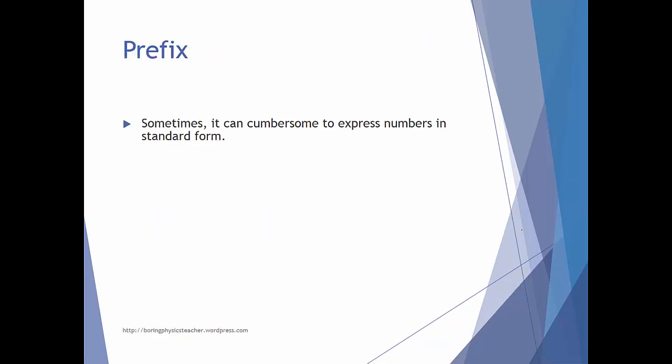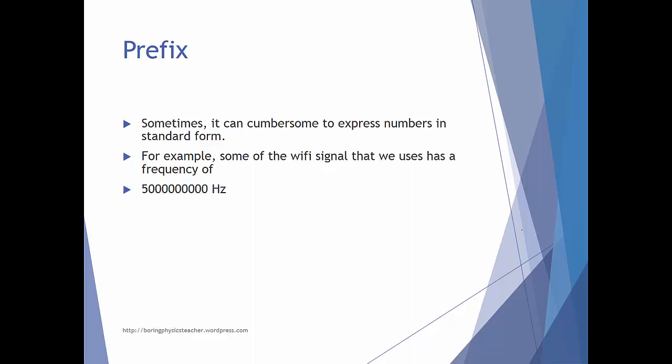Sometimes it can be cumbersome to express numbers in standard form. For example, some of the Wi-Fi signals that we use have a frequency of this big number, hertz. This thing is the unit. Even if expressed in standard form, it's also quite long, which is 5.0 times 10 to the power 9 hertz. So what do we do?